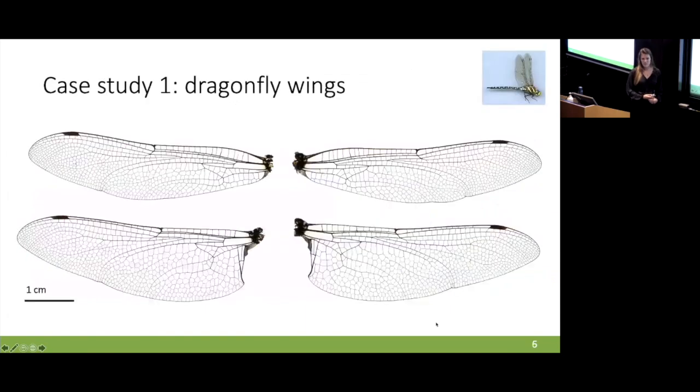So a close-up of my first example: these are the 4 wings of the adult dragonfly. You can already pick out these 2 different types of features. The primary veins are these long longitudinal veins that start on the shoulder and go all the way to the wing edge. You can pick them out by eye, and they'll be the same for every specimen in a given family.